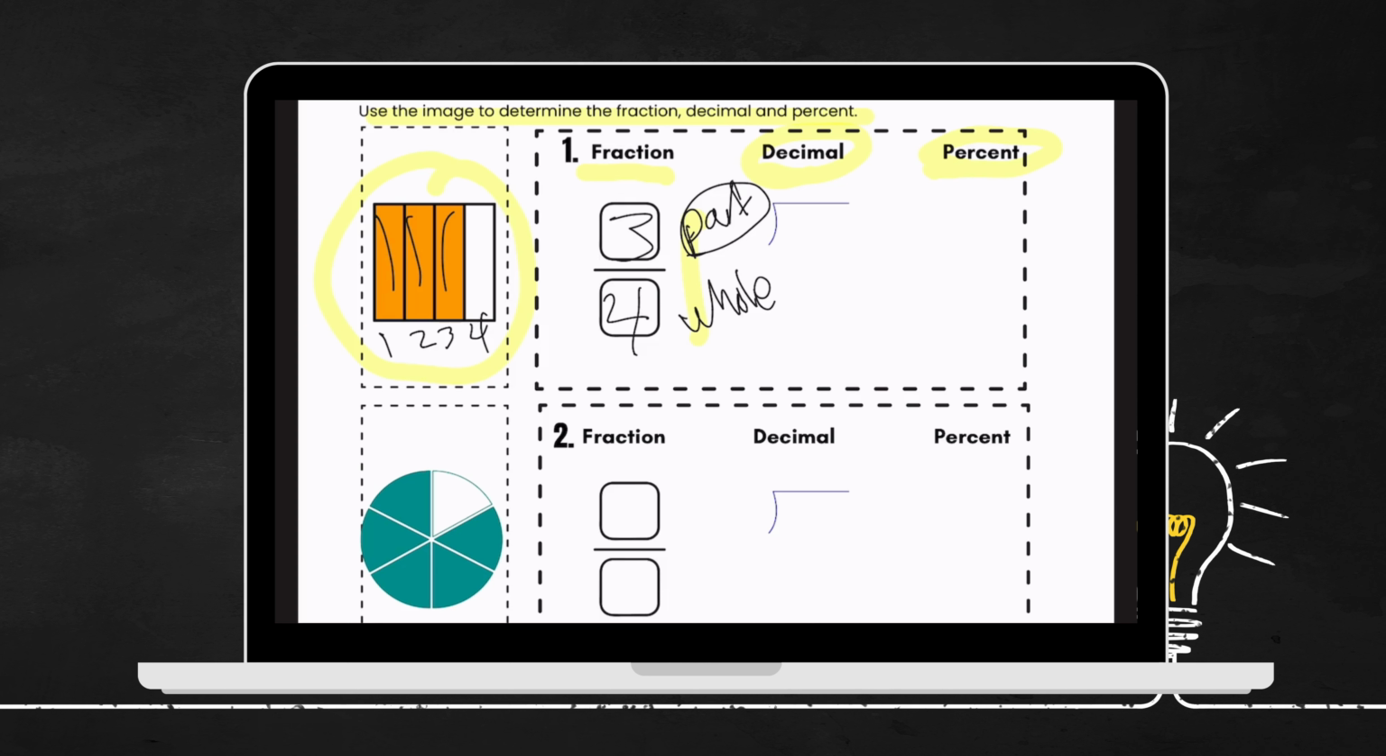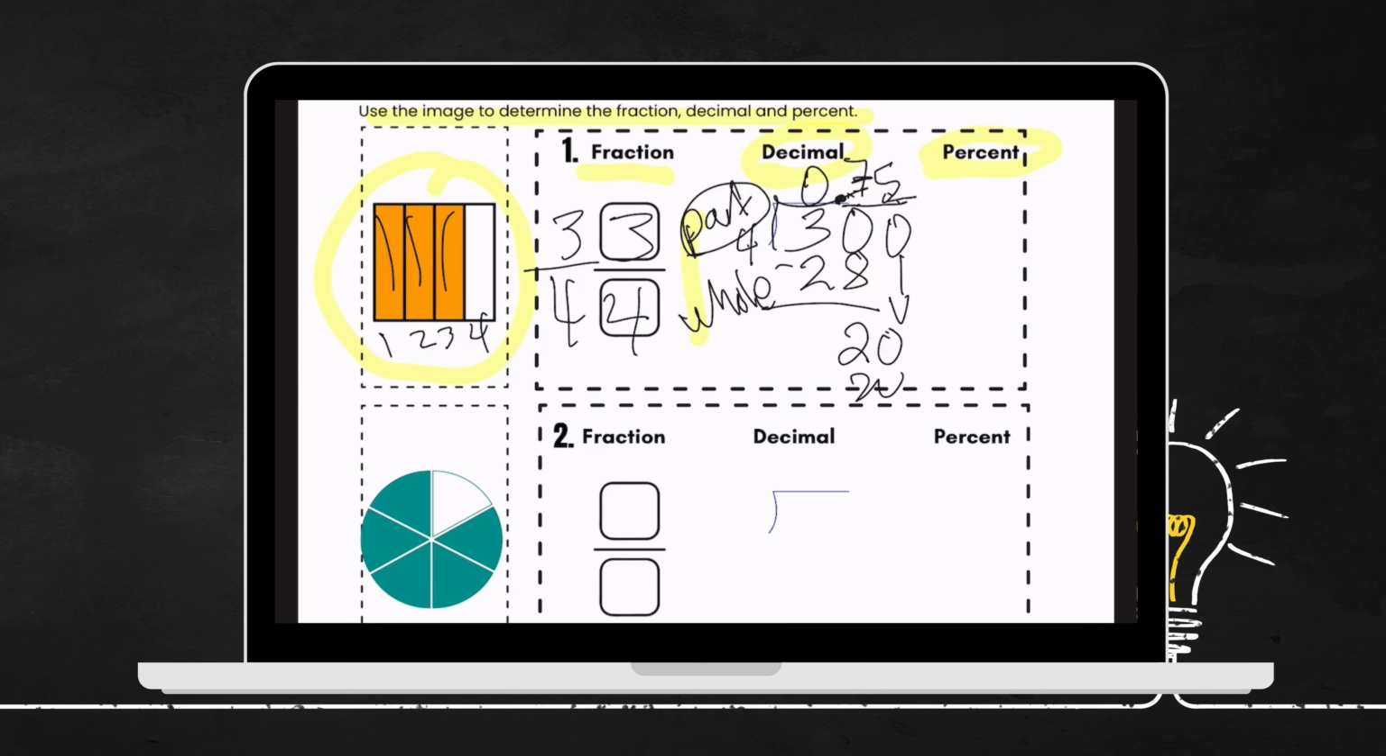And all fractions are division problems. 3 divided by 4. So 4 does not go into 3, so we add a 0 and a decimal point. Drop in our 0. 4 goes into 30 7 times, right? 7 times 4 is 28. 30 minus 28 is 2. 4 does not fit into 2, so I drop in another 0. But 4 goes into 20 perfectly, nice and perfectly for us, 5 times. So 5 times 4 is 20, and now we have a terminating decimal.